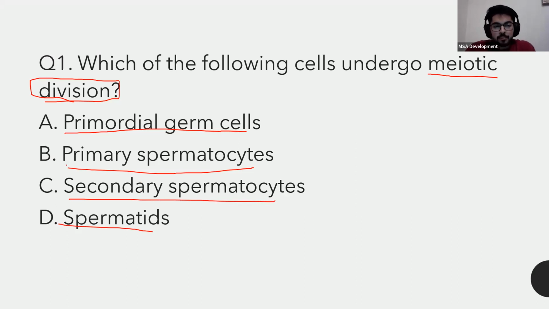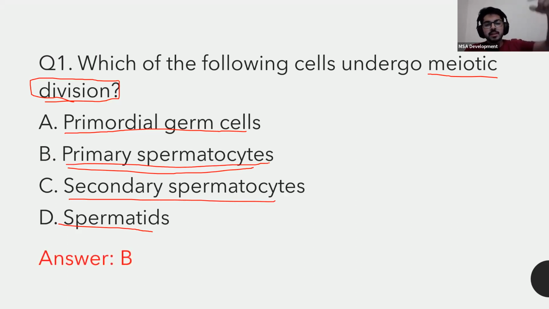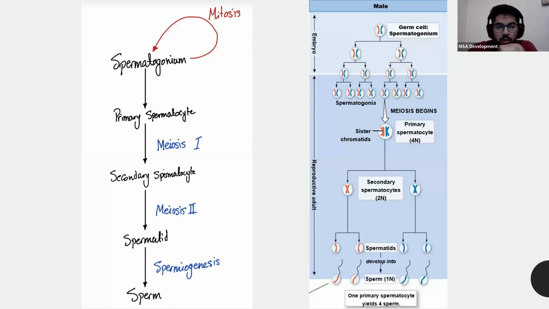So the answer here is primary spermatocytes. Okay, the primary spermatocytes are actually the first cell that undergoes the meiotic division. Secondary spermatocytes might be there, and it might be a little bit confusing, but I don't think it's going to be both in the exam. I think you might be able to appeal it.